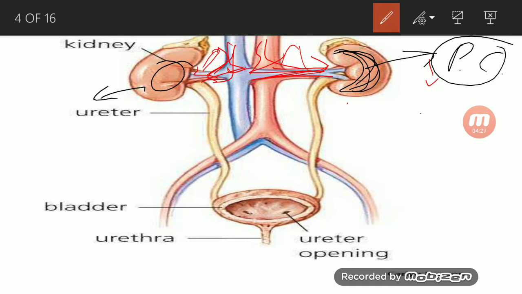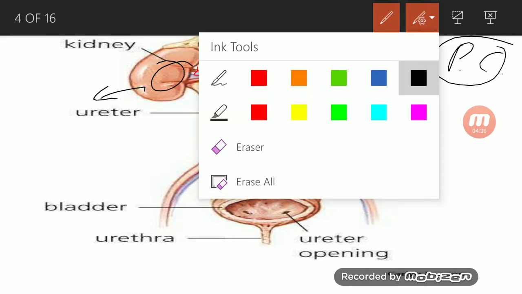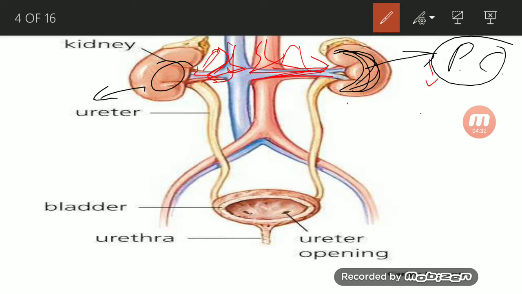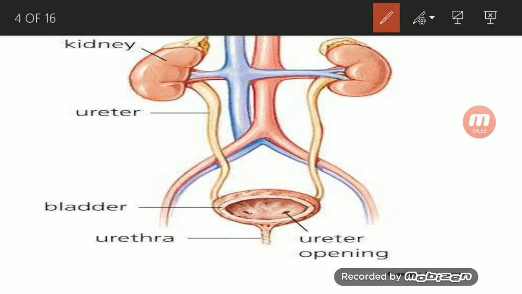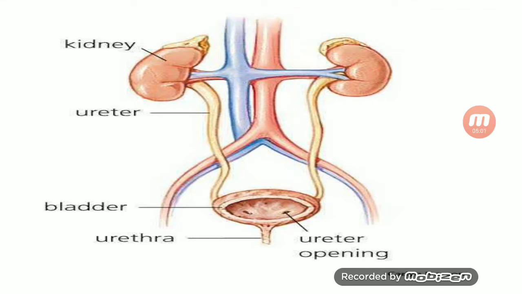In post-renal, it involves all the structures that come after your kidney. There may be blockage in your ureter, which will cause post-renal failure. There may be blockage in your bladder, again post-renal because it comes after your kidney. And there may be blockage in your urethra. Any blockage occurring in the structures of your urinary system after your kidney will cause post-renal kidney failure. We'll go one by one through all these topics.